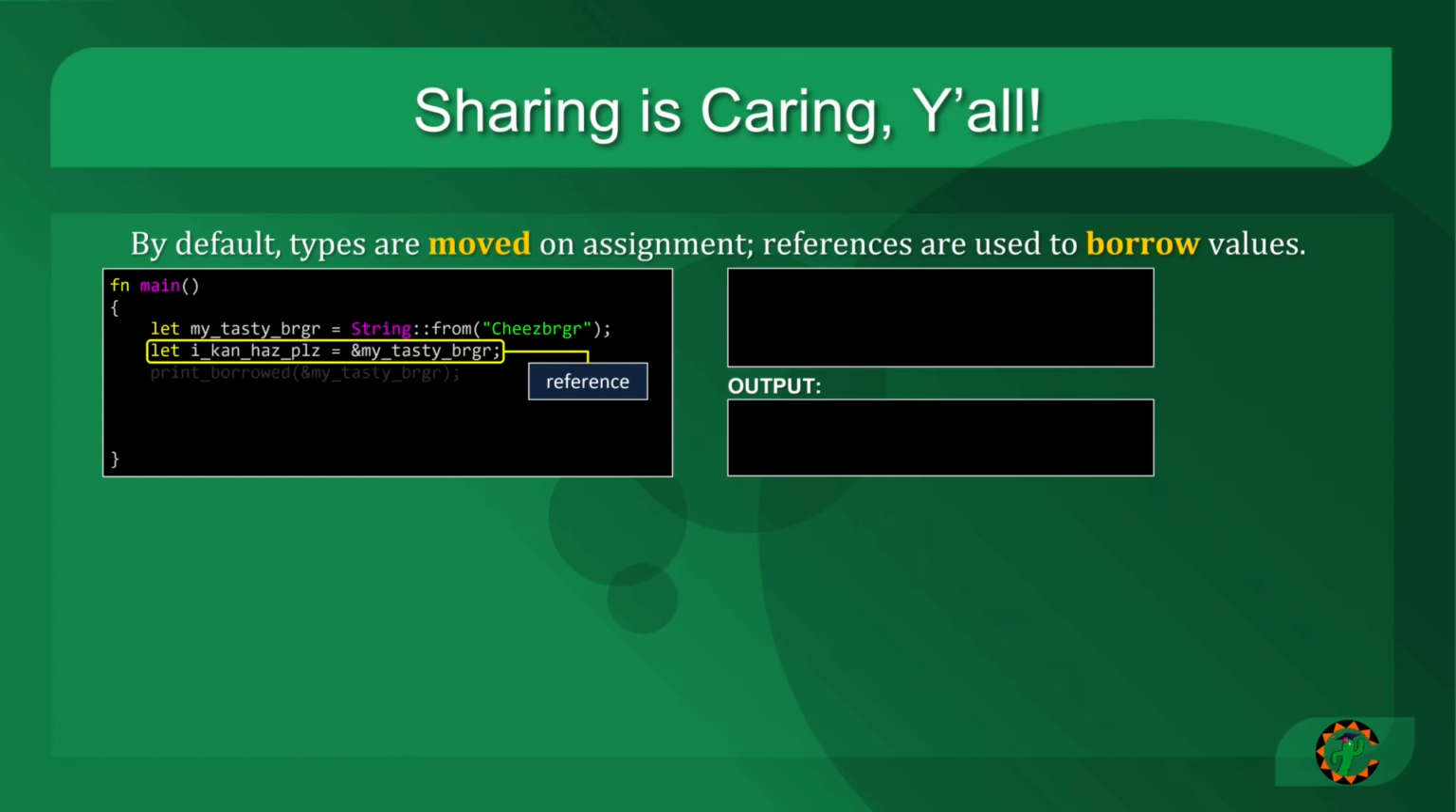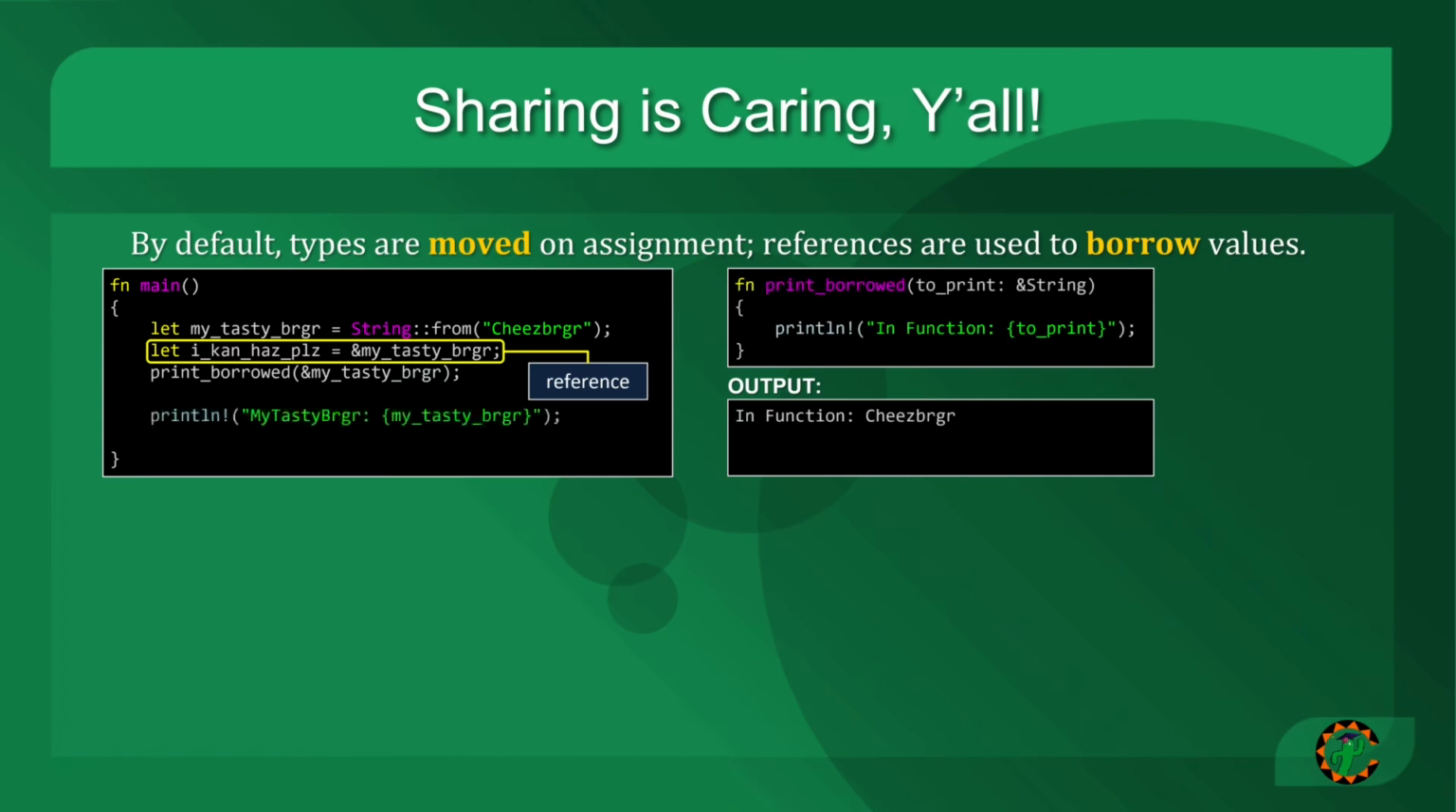We then call the printBorrowed function, passing the value as a reference, which is, of course, borrowed. This prints the value that was borrowed. Finally, we print out the original variable's value as well as the value borrowed by iCanHas, and all of these values are the same in this case. As we can see, there's no problem with having multiple borrows occurring at the same time. Well, at least that's true for immutable references.